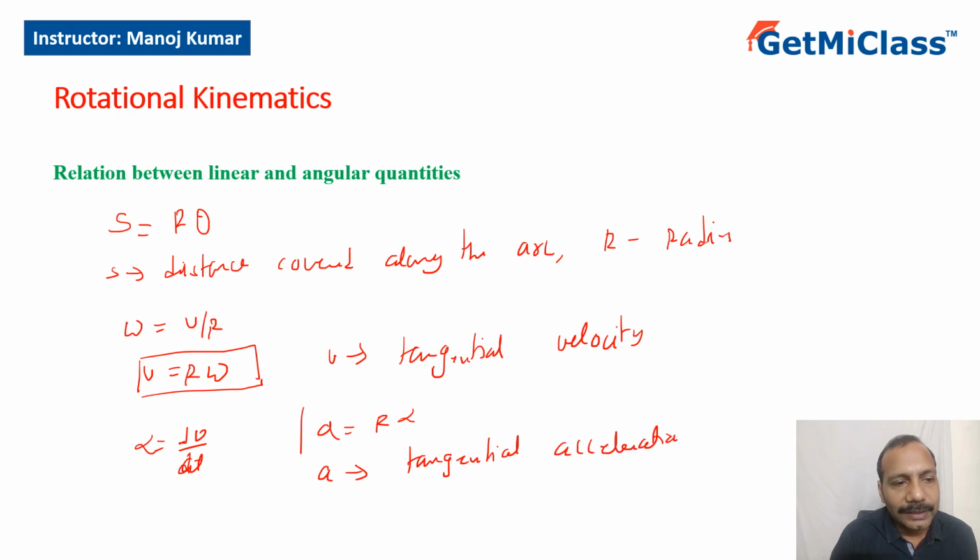Right? So a equal to r alpha. Alpha is angular acceleration. So these are the relations that we use when we convert angular quantities into respective tangential quantities. Tangential quantities are linear quantities.